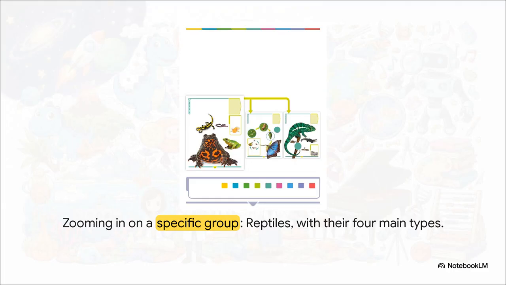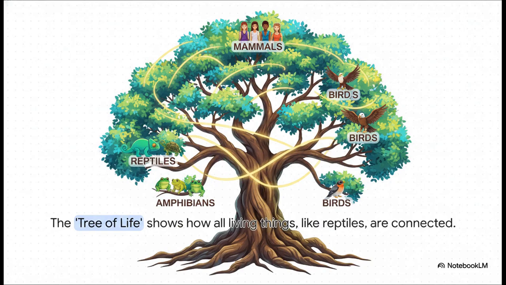Another thing it does incredibly well is play with scale. So on one hand, it can zoom way, way in and give you this incredibly rich, detailed look at one specific group, like reptiles, for example, showing you all the different types, their characteristics, how they live. But then on another page, it can zoom all the way out and show you the entire tree of life. And just like that, you see exactly where reptiles fit into the grand scheme of things, how they're connected to amphibians, birds, and even us. It's all about providing that crucial context.